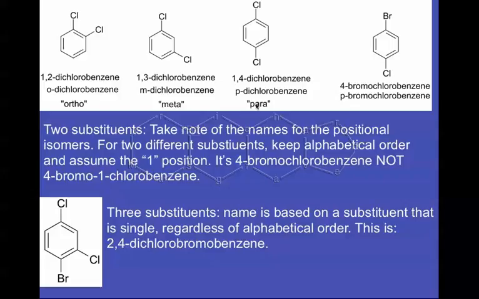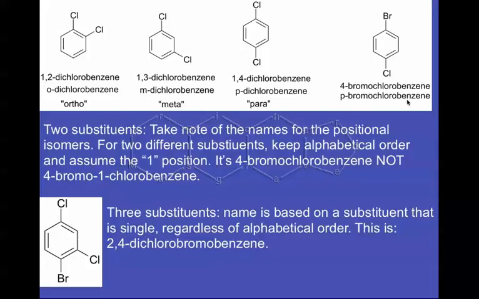Then you've got 1,4-dichlorobenzene, or para or p-dichlorobenzene, which results from the chlorines being across from each other, para meaning across. This one, it doesn't have to be two of the same substituent. This one could be called 4-bromochlorobenzene or p-bromochlorobenzene.